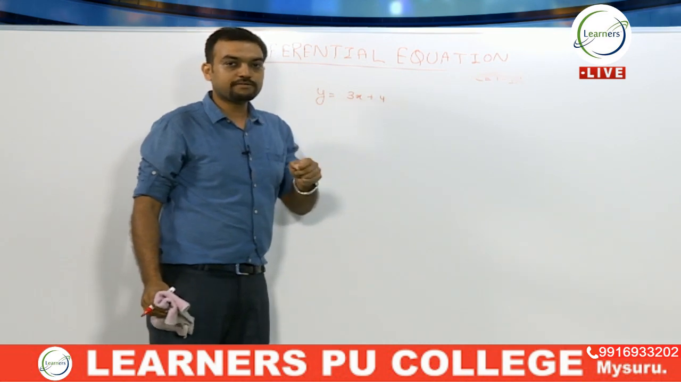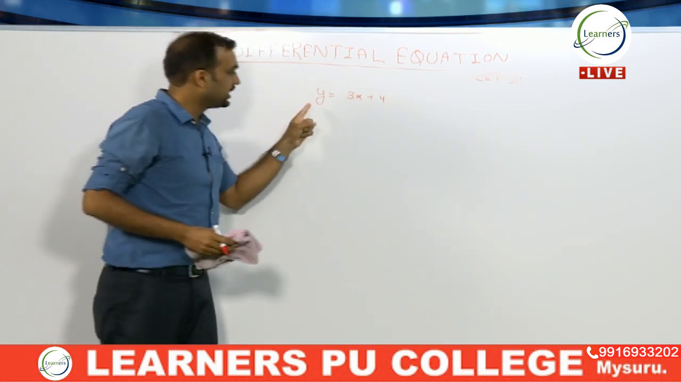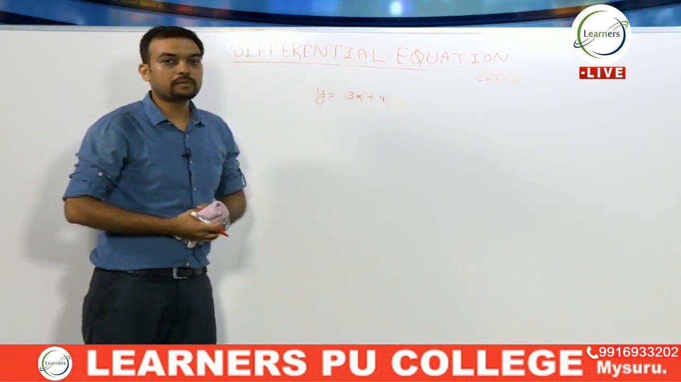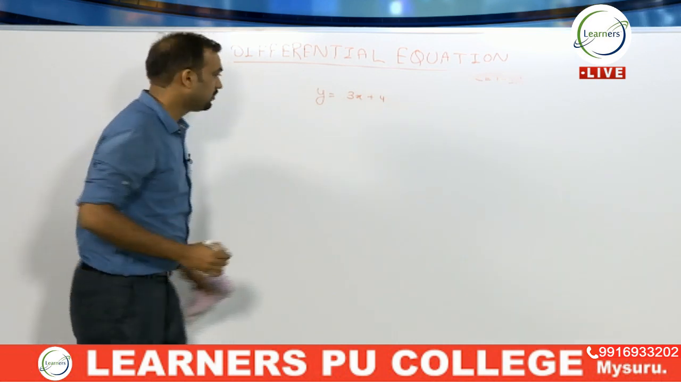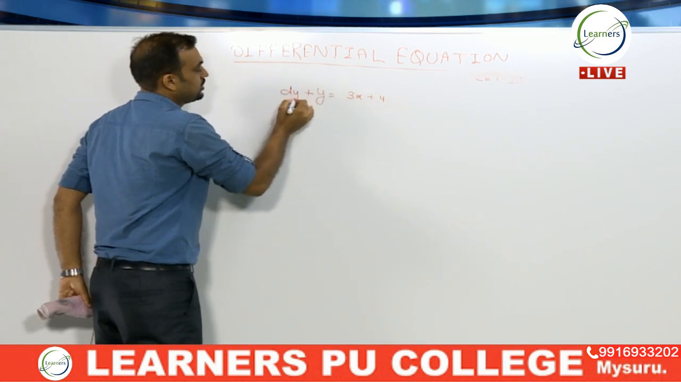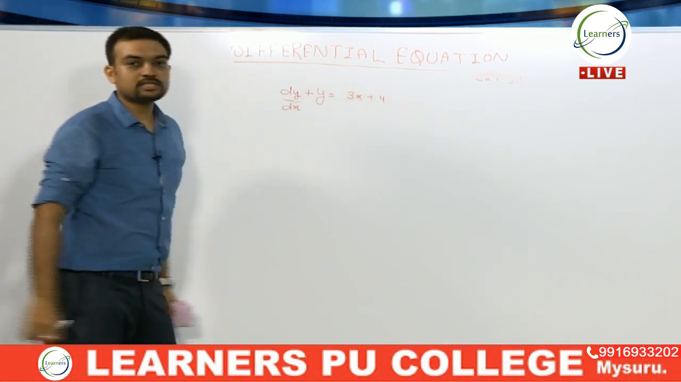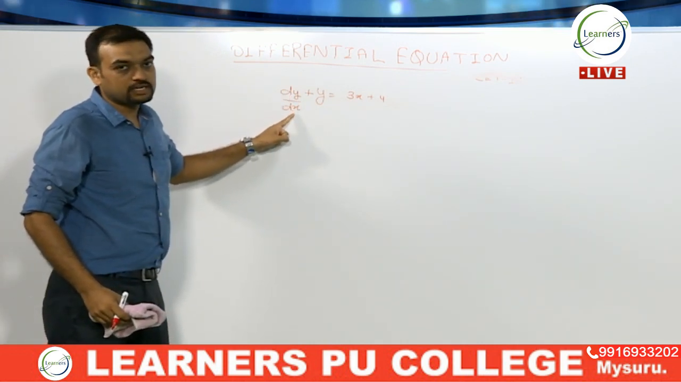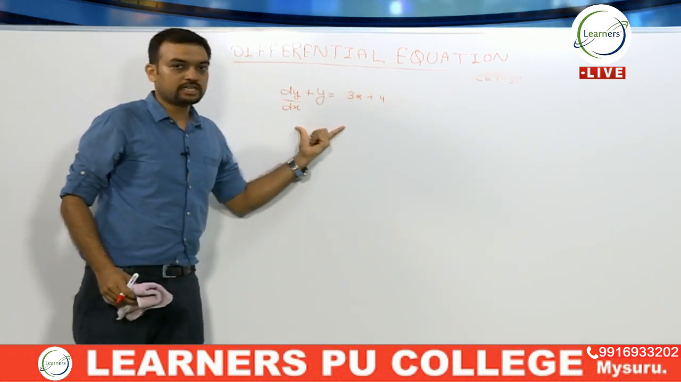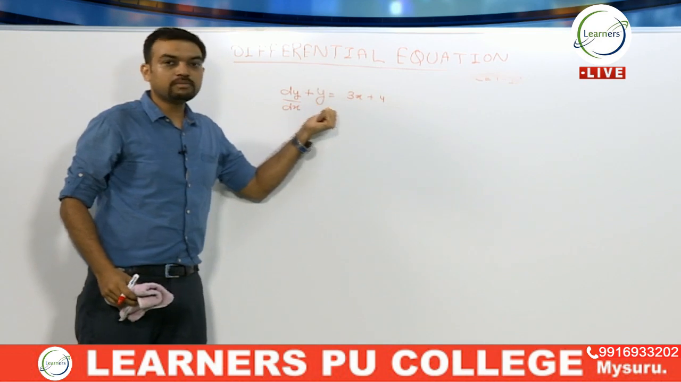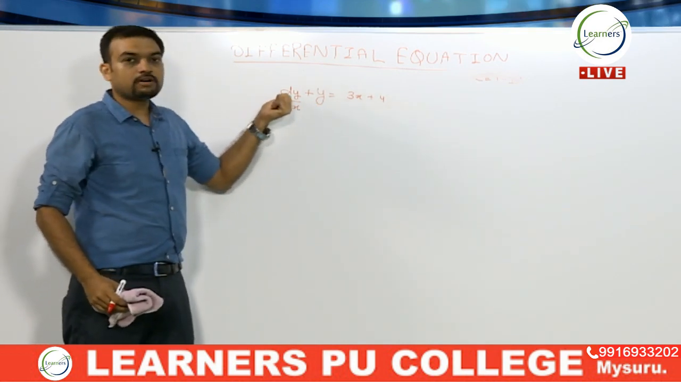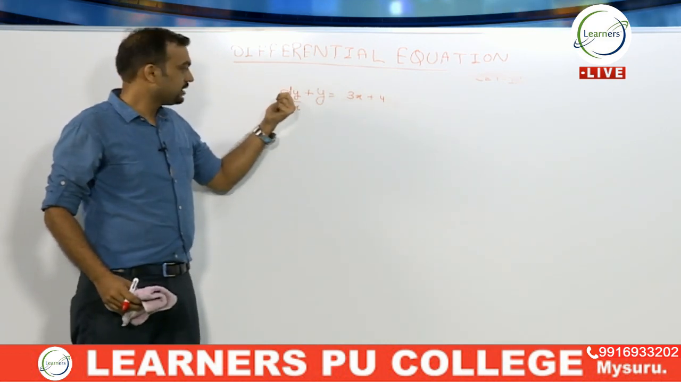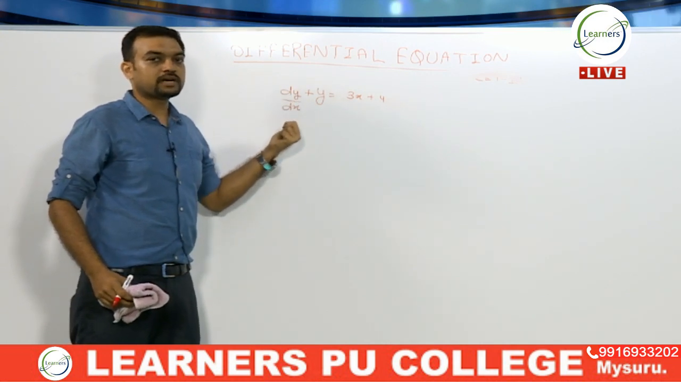So what is a differential equation? An equation which contains dependent variable, independent variable and a derivative of the dependent variable with respect to the independent variable is called a differential equation. For example, if I add plus dy upon dx here, this is called a differential equation because it has one derivative of the dependent variable with respect to the independent variable. It needs at least one derivative; it can have one or more than one also.